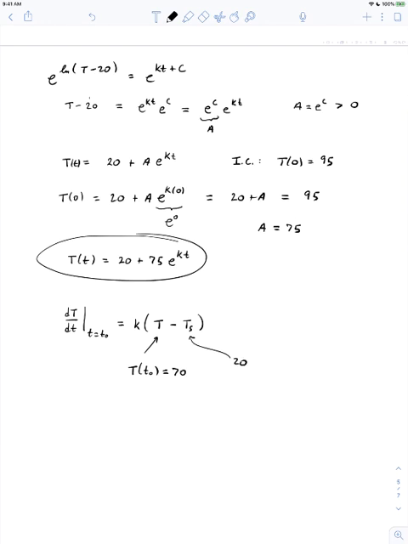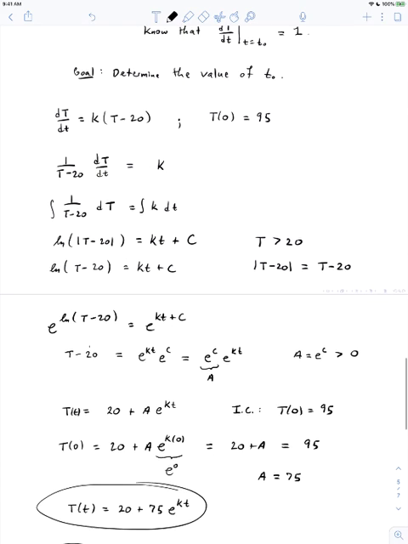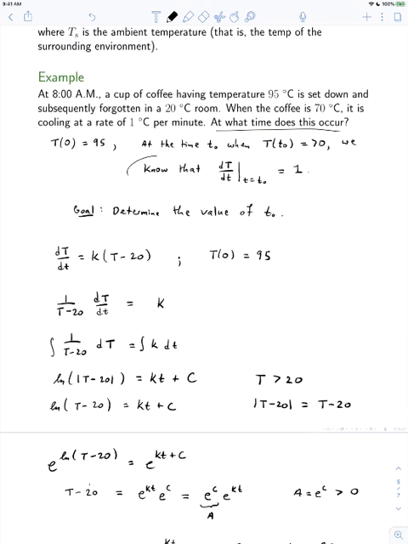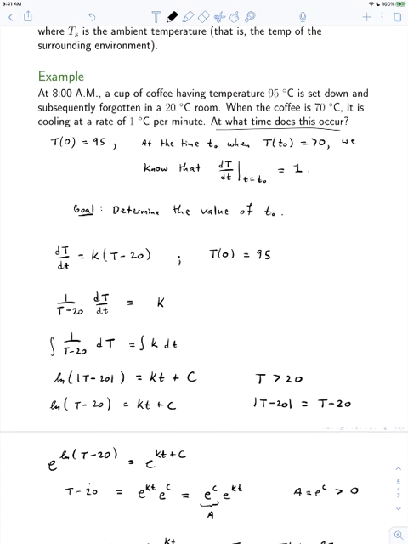And we also know that at this time, the derivative is 1. We know this just because we were told this. The derivative at the time t equals t0 is 1. That's what we were told here in the problem. Actually, that's not quite right. When the coffee is 70 degrees Celsius, it is cooling at a rate of 1 degree Celsius per minute.